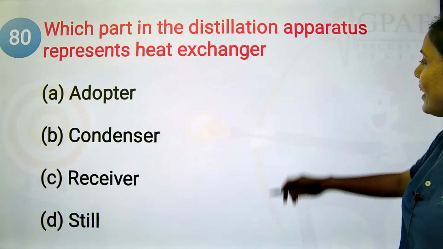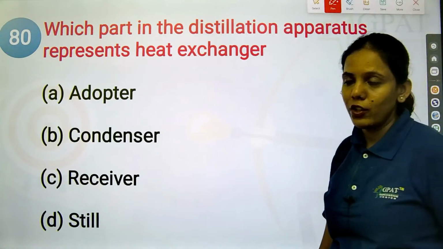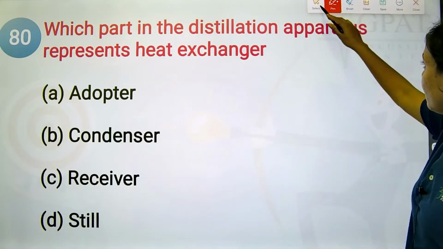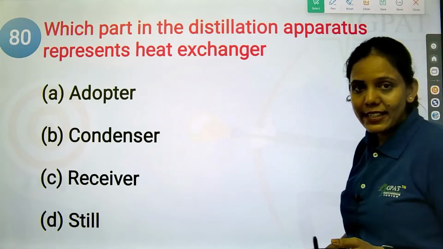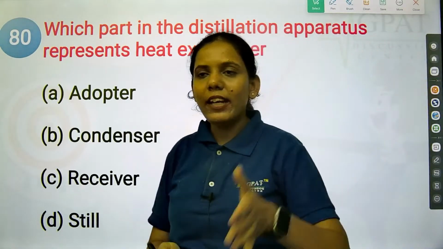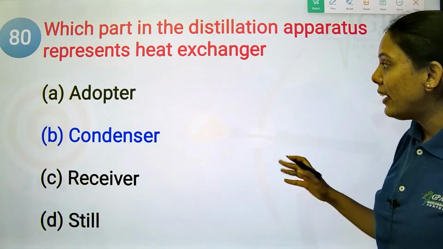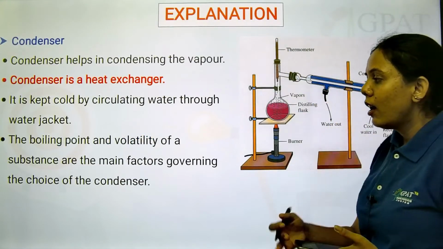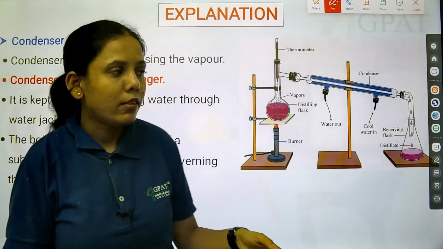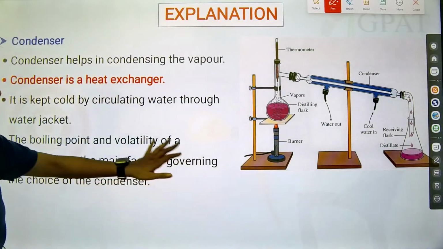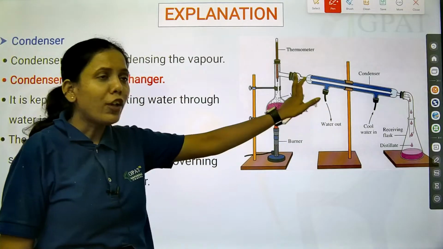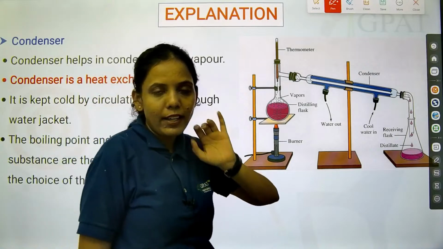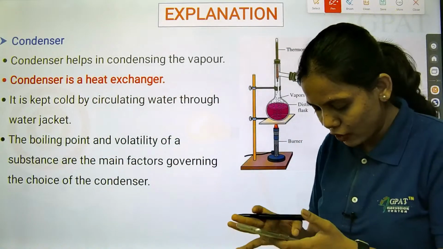Which part in the distillation apparatus represents the heat exchanger: adapter, condenser, receiver or still? That is nothing but the condenser. Condenser is a heat exchanger, with one inlet and one outlet. Here you can see distillation. Receiver is where you get the product. This is the condenser. Whatever vapors are there will be condensed, cooled down and converted into liquid. So that is the heat exchanger.